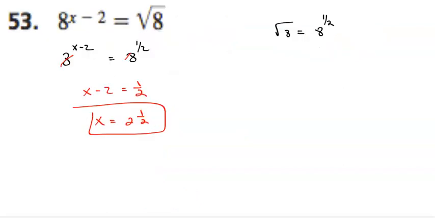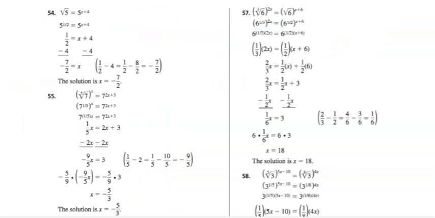Alright, and so that's 53 to 58. Some are more challenging, so I'll leave those for you to try. The answer keys are also on here as well. So you have everything you need for this last section here.